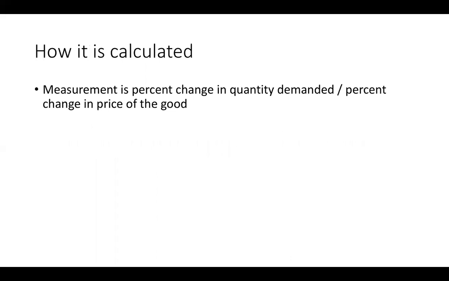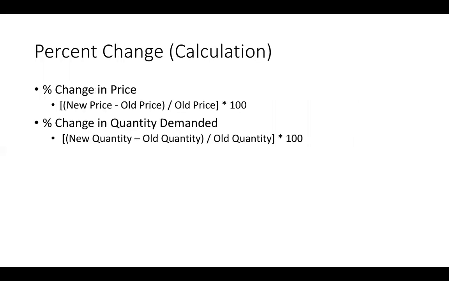This value is calculated by taking the percent change in the quantity demanded and dividing it by the percent change in the price of the good. The percent change in quantity demanded is found by taking the difference between the new amount and the old amount demanded and dividing that value by the old quantity. The percent change in price is calculated similarly by taking the difference between the new price and the old price and dividing that difference by the old price of the good.